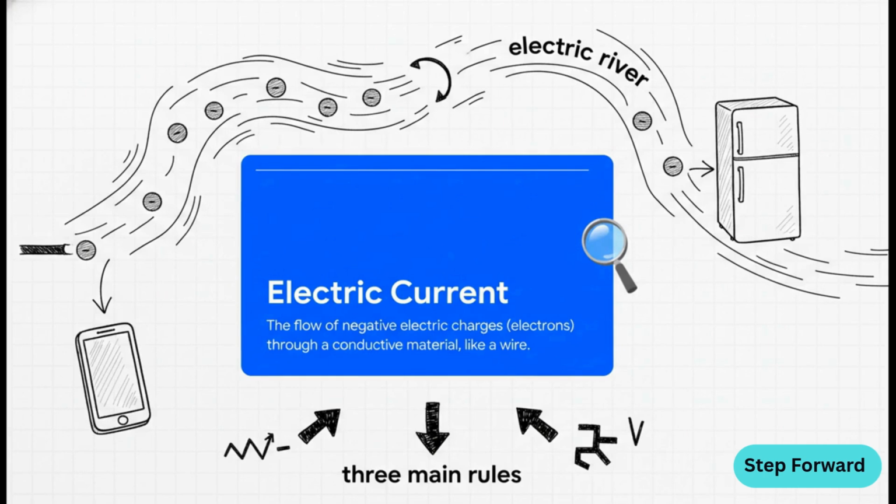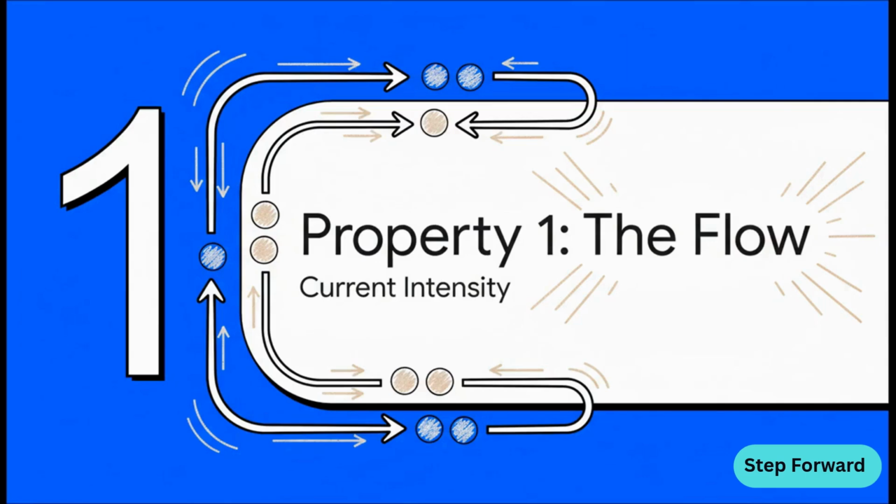Understanding its three core physical properties is the absolute secret to controlling everything from your phone to your TV. So, let's explore the three main rules that make our electric river work. First up, we've got the flow itself. This is the most basic property, and scientists call it current intensity. It's basically asking the question, how much electricity is actually on the move here?